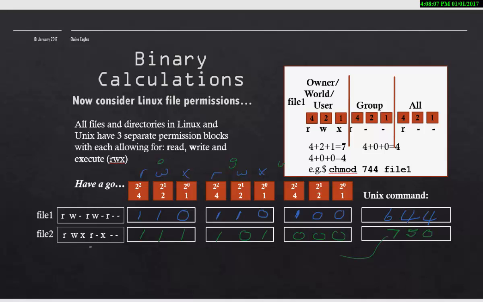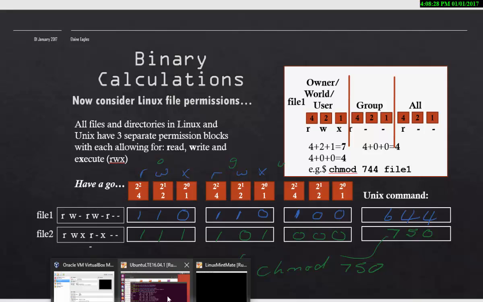So the command for that would be chmod 750 typed in at the command line. So hopefully that makes sense. So they're in blocks of 3 to set the permissions for the owner or the user, the group, and everybody else. I can quickly show you that now.